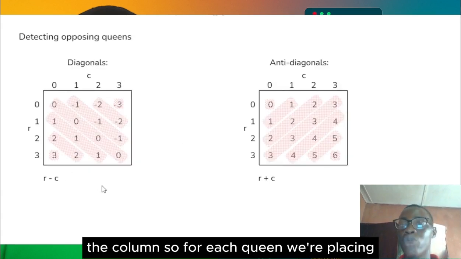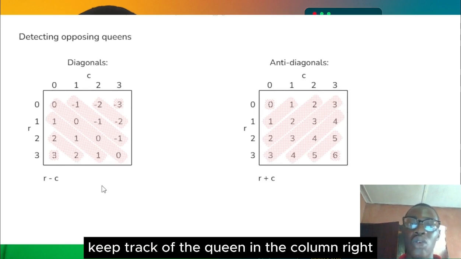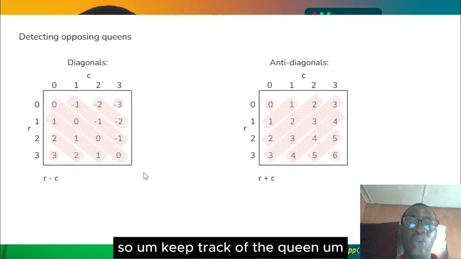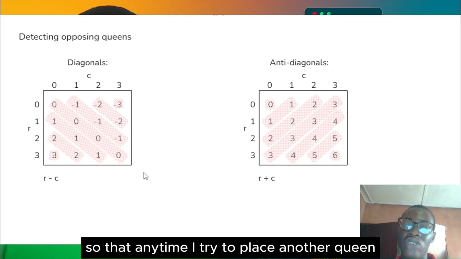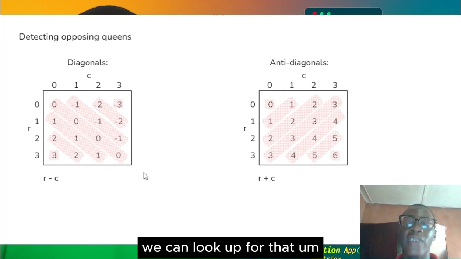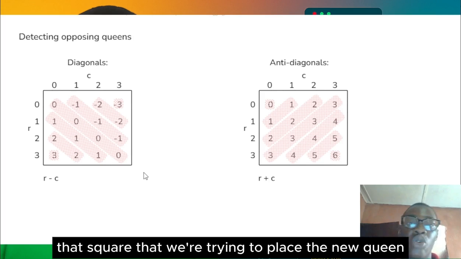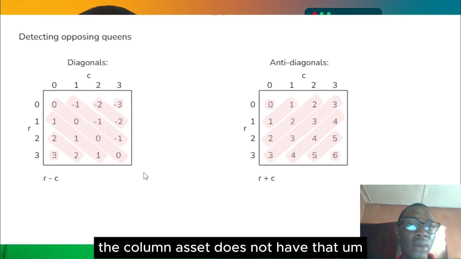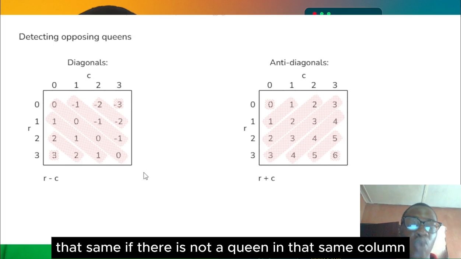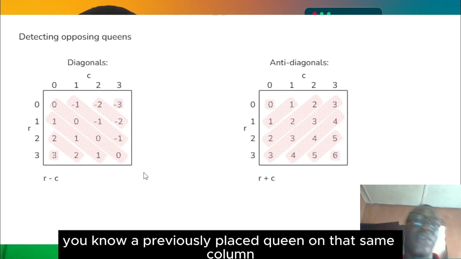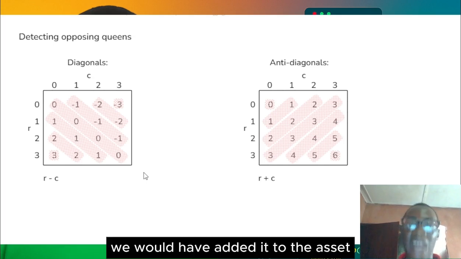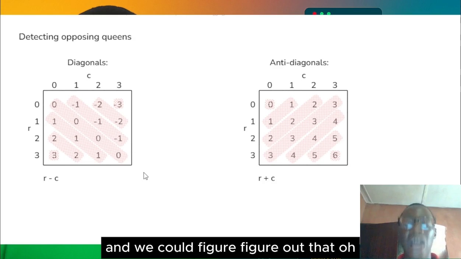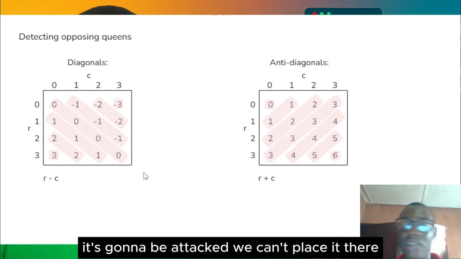For each queen we are placing, we keep track of the column coordinate in the column hash set, so that any time I try to place another queen, we can look up the square where we are trying to place the new queen. We check that the column hash set does not already have that column, meaning there's no previously placed queen in that same column. Because if there were, we would have added it to the column hash set, and we could figure out that it's going to be attacked, so we can't place it there.